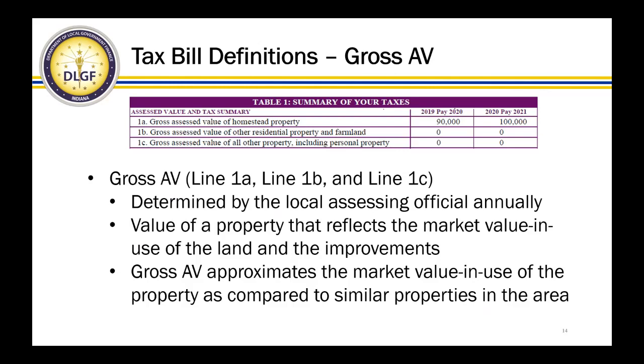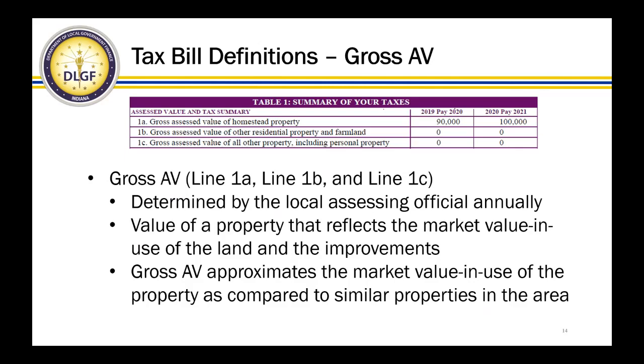The first bullet is these gross assessed values are determined by your local assessing official and they're calculated annually. So while the values ultimately get reported to the department, we use them. I want to reference that the source material, the original values, are coming from local assessing officials. Number two, the gross assessed value is designed to represent the market value in use of a piece of land and its improvements. Number three, when we're talking about the gross assessed value, we're talking about approximating that market value as it compares to similar properties in an area.